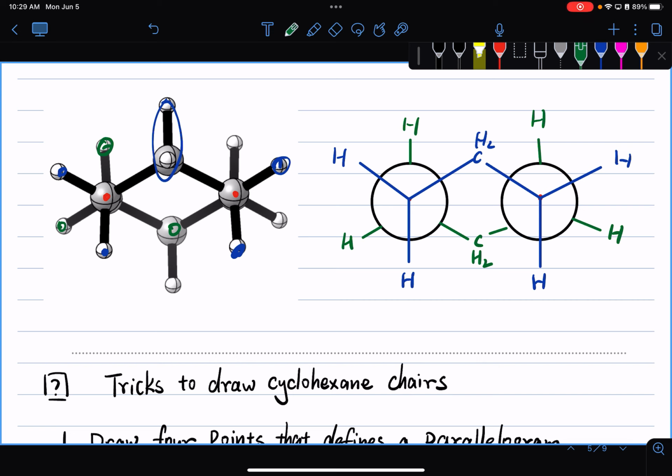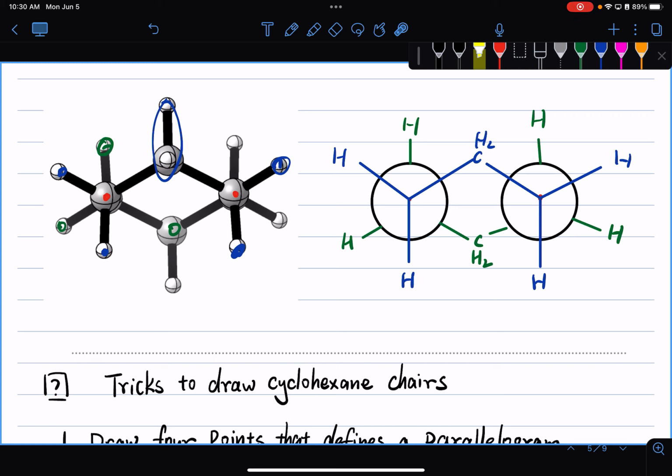So what we're doing here is simply looking at a chair conformation. You look at it from the side and see, all right, we do not have any torsional strain because all our groups are staggered over each other. So there's no torsional strain. Ooh, it's a bit hard to hold it. Let me put it down. So yeah, this is what we're doing here.